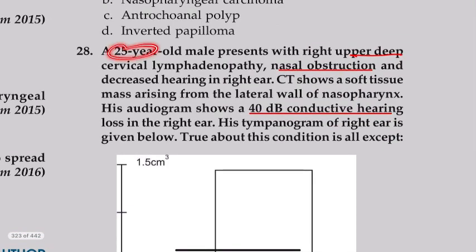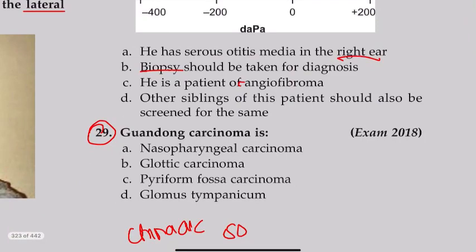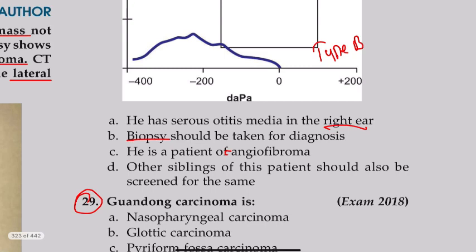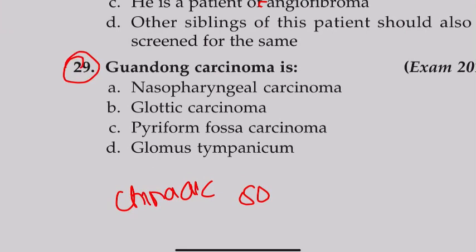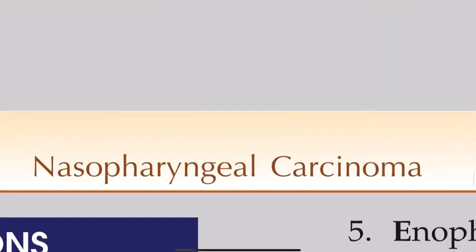Here it is a 25-year-old male, right? Here the age is a suggestive factor, but the patient is presented with serous otitis media in the right ear. So he is not a patient of angiofibroma, because there is no such condition in angiofibroma. Type B curve is not seen in tympanogram. Guangdong carcinoma is nasopharyngeal carcinoma, obviously similar to a Chinese name. This was all about the questions from nasopharyngeal carcinoma.